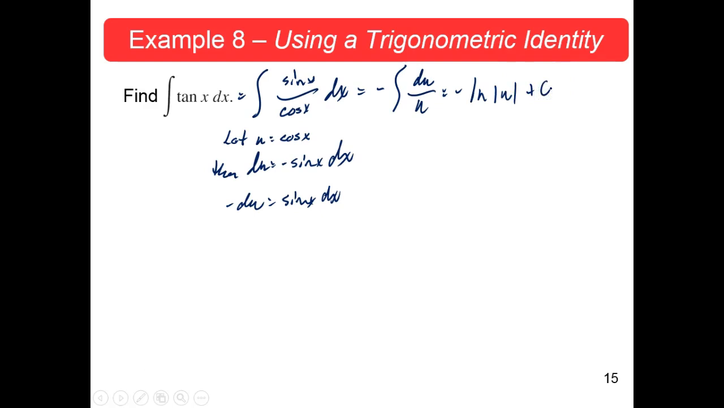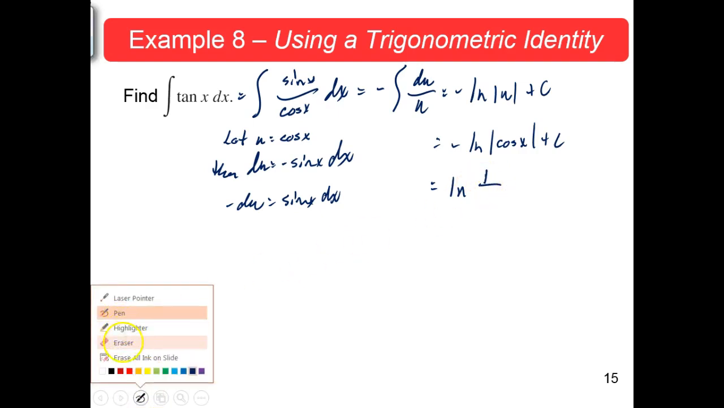Okay? Now, let's go back and plug in what u is. Negative the log of absolute value. What was your u? Cosine x plus c. Now, one other thing you can do here, this minus in front, you can make the exponent, and that would be the log of... Okay. I was trying to figure out how many steps to skip.